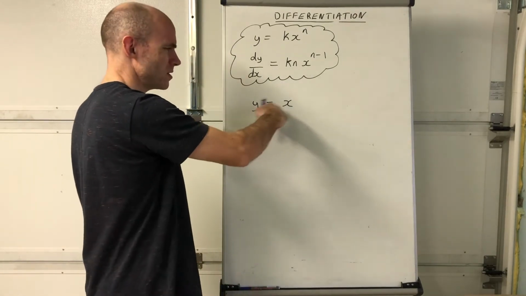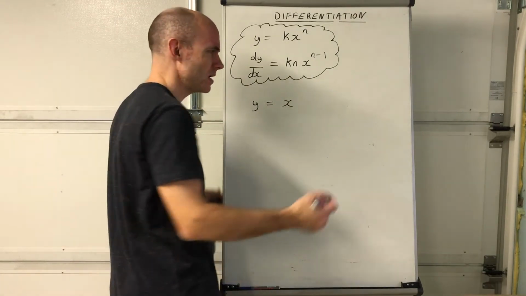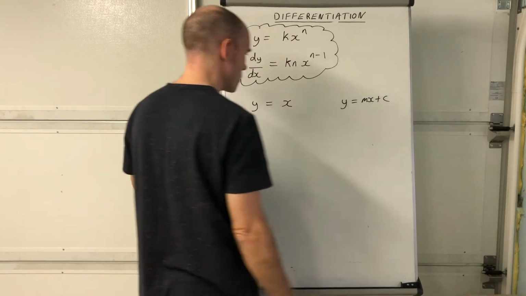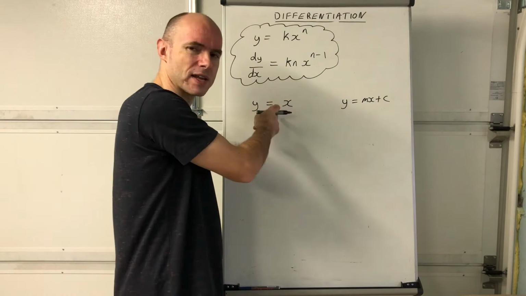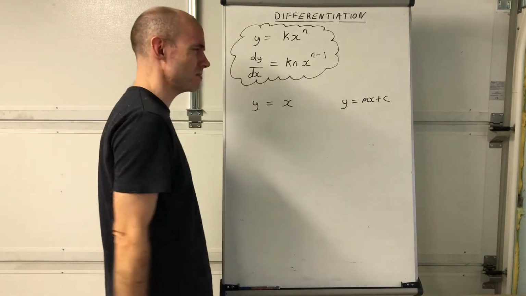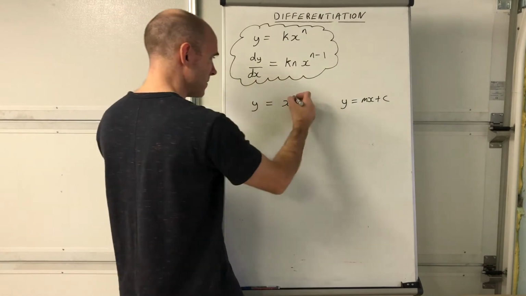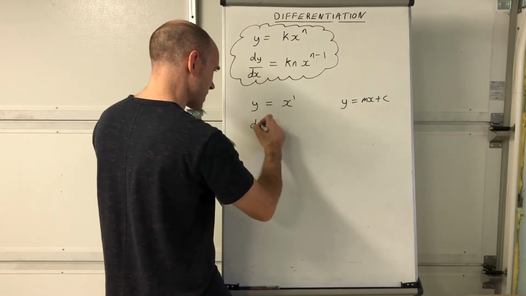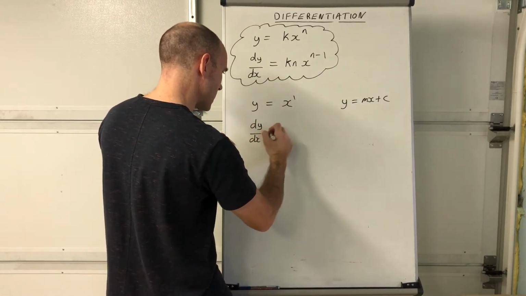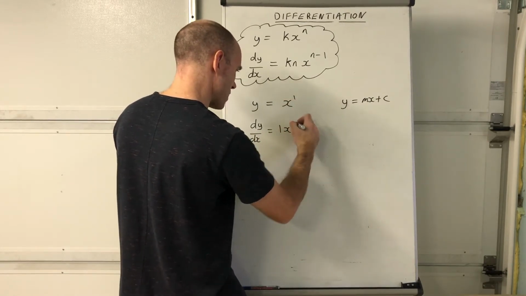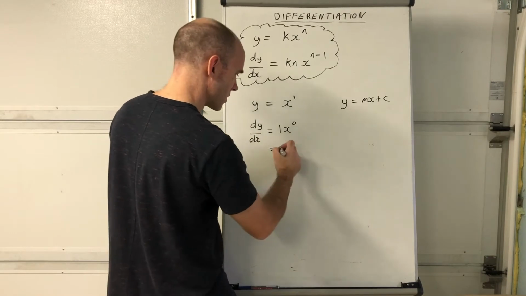Well, you know the gradient of y equals x is a 45-degree line, and if you compare it with the equation y equals mx plus c, working out the gradient of y equals 7x or 2x or 3x is pretty simple. You just write down what the coefficient is, that's the gradient, isn't it? But using this rule here, let's write it as y equals x to the power of 1. You get dy dx is equal to, bring the power down, 1 times x to the power of 0, which of course is just going to be 1.